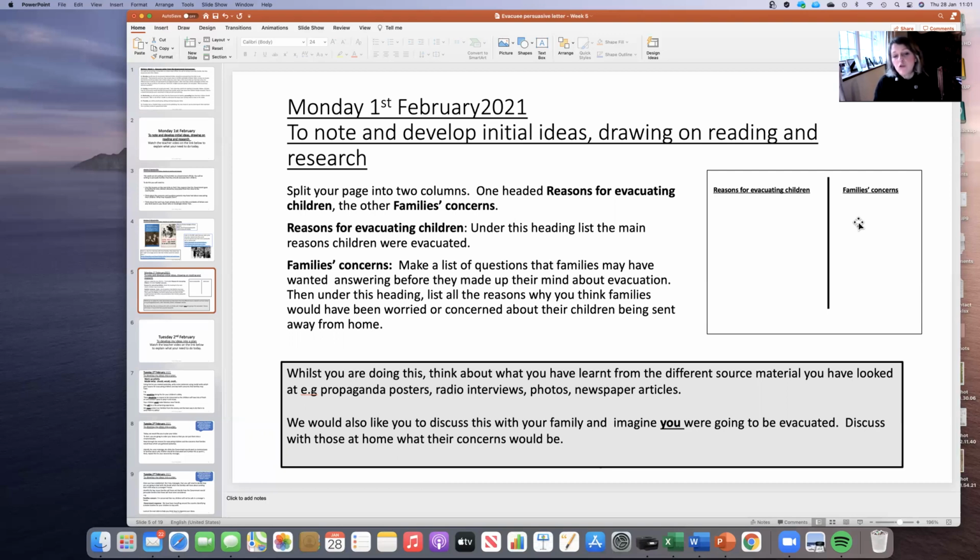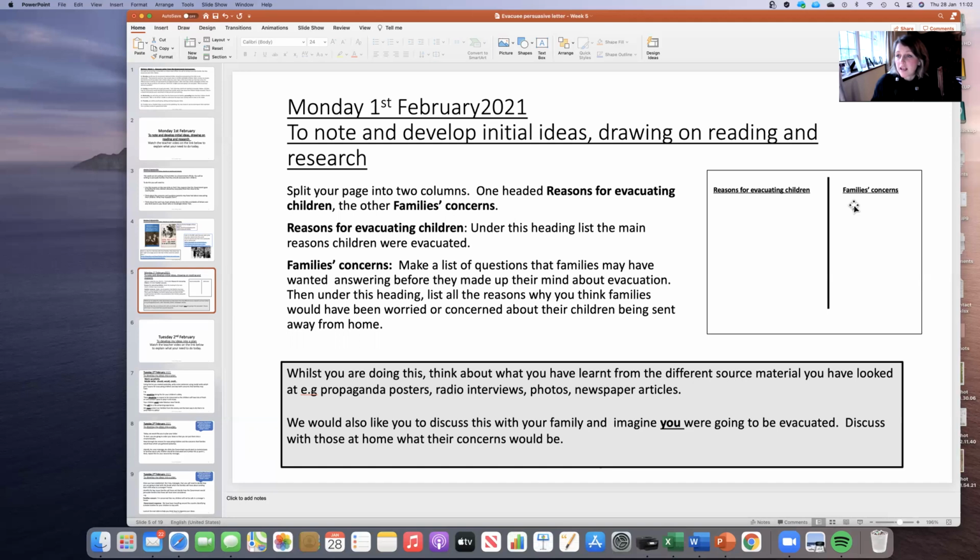Then I want you to draw on all those things that you've been learning about. Think about the propaganda posters, the radio interviews, any photos, anything you've done in history, newspaper articles, and even the book talks, because the authors would have used research to look up what was really going on, so they were factually correct. You might want to first make a list of questions that families might want answering, because within that letter, it might be sensible for the government to be able to communicate that.